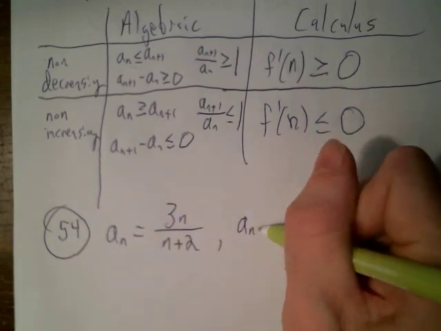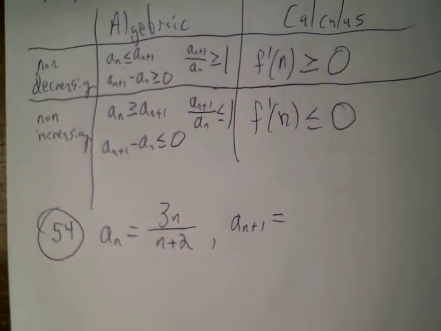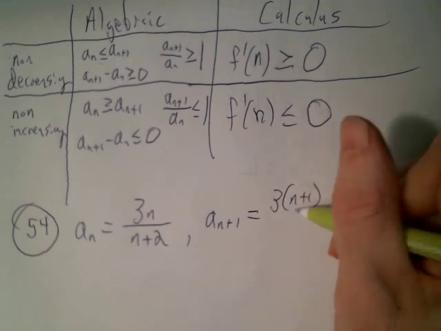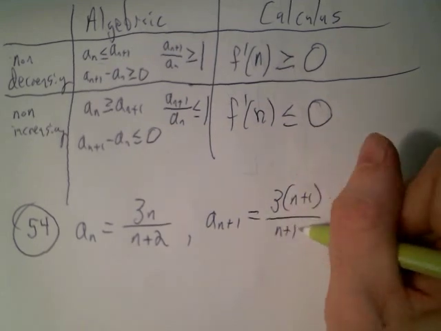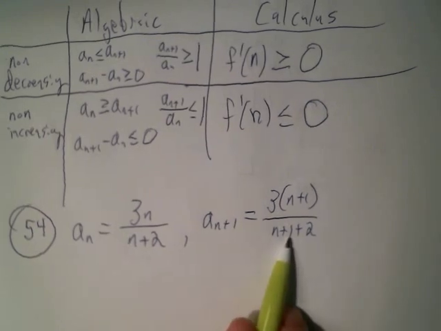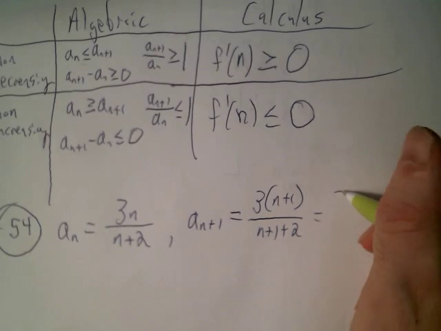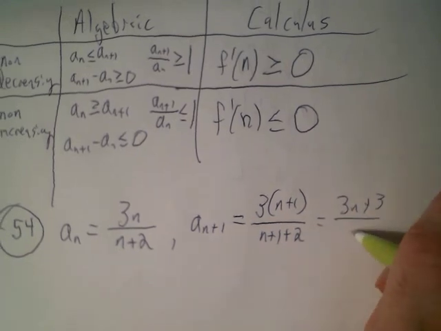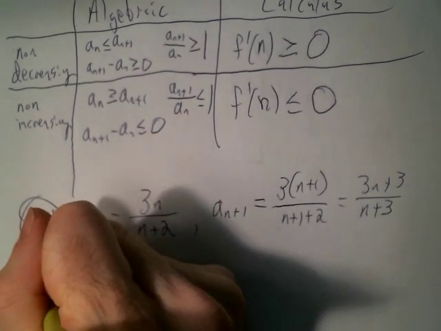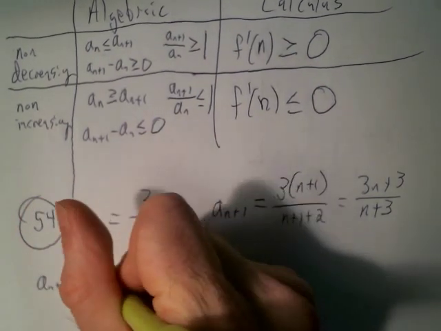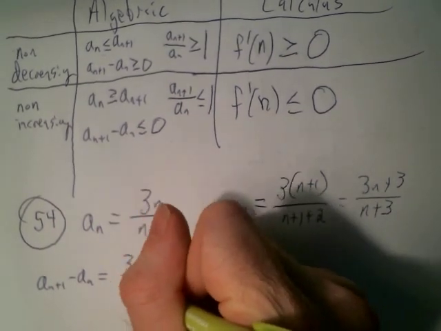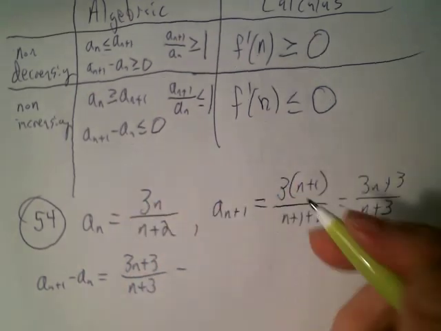So what is a sub n plus 1? First off, maybe that's a good question. Well, you're going to replace n with n plus 1. So wherever I saw an n in this expression, I replace it with an n plus 1 in this expression. That'll give me 3n plus 3 all over n plus 3. Okay, so a sub n plus 1 minus a sub n is equal to this thing minus this thing.